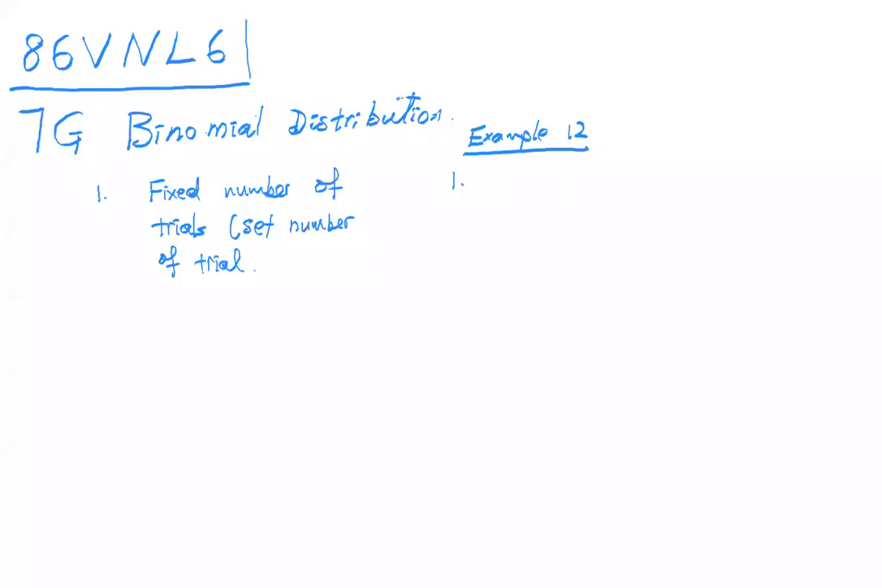Because he said random sample of 5 members. That means I can take many sets of 5. So in this case, the number of trials is equal to 5 members.